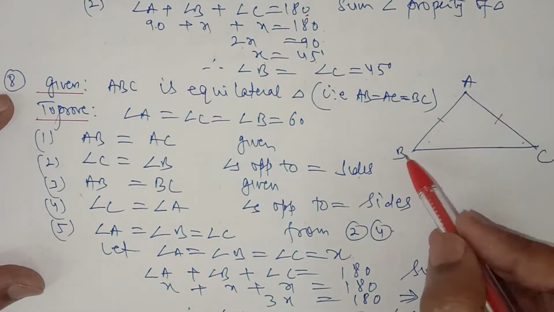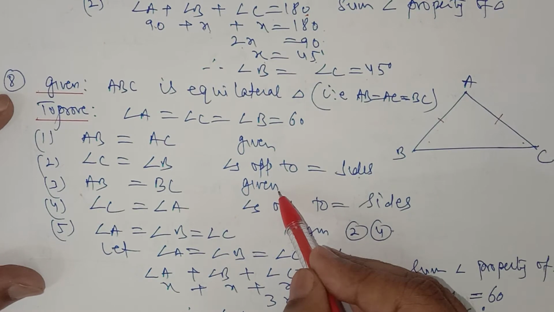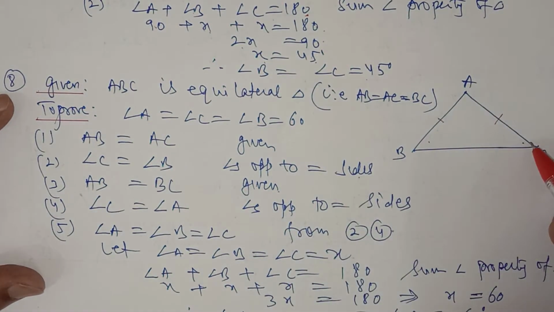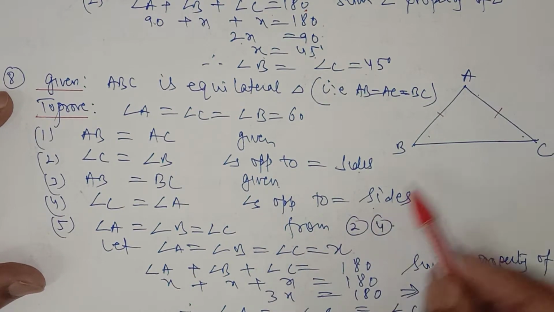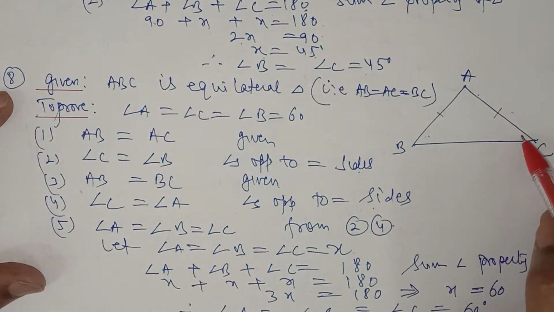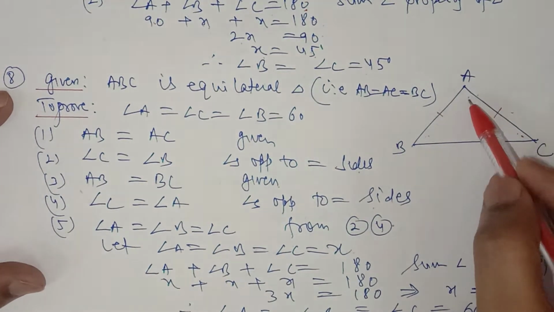Now because AB is equal to BC, because in an equilateral triangle it is given, then angle C will be equal to angle A, angles opposite to equal sides. These two sides are equal, so this angle is equal to this. These two sides are equal, so angle C will be equal to angle A.